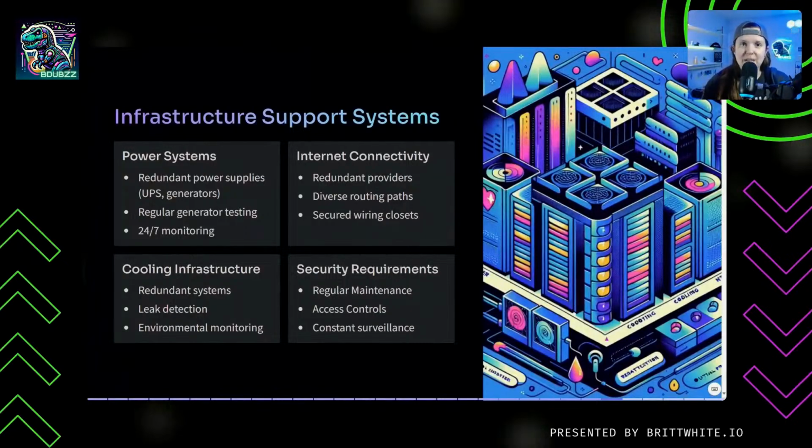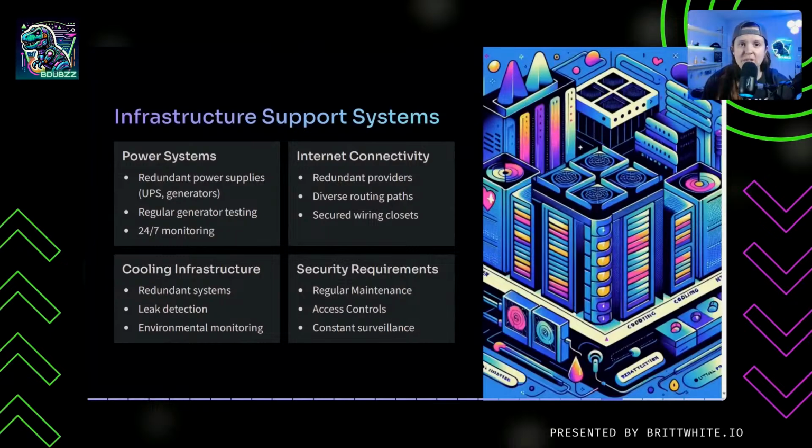Cooling infrastructure demands redundant systems too. Water-cooled data centers need leak detection and emergency shutoffs. A busted pipe can fry your systems. Monitor the temperature, humidity, and flow rates continuously. All these systems need strict maintenance schedules, access controls, and constant surveillance. Regular testing of backup systems is crucial. Remember, these are prime attack targets. Protect them with multiple layers of physical and electronic security.